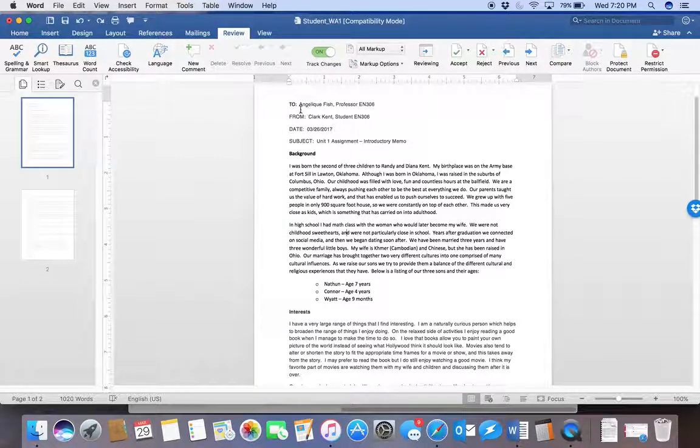So looking at this memo format, we have the to, the from, and like I said in my announcement, after this first assignment, none of our other assignments will say anything about EN 306B. Nothing. They won't even say Unit 1, Unit 2, Unit 3, nothing like that, because we're going to treat them all like they're real business documents.